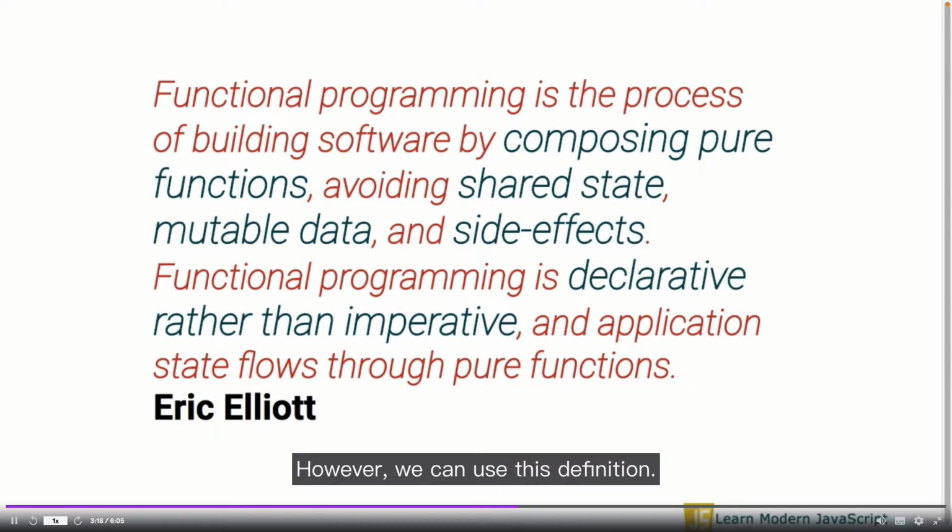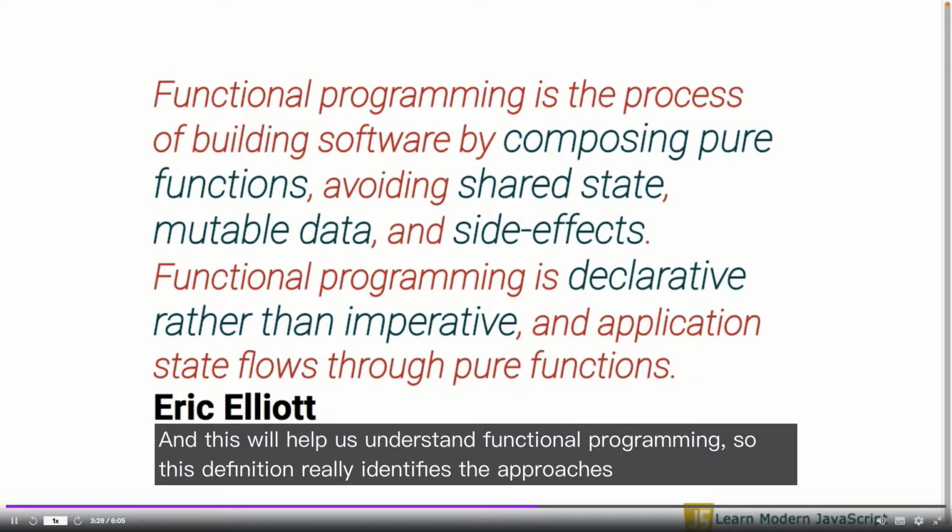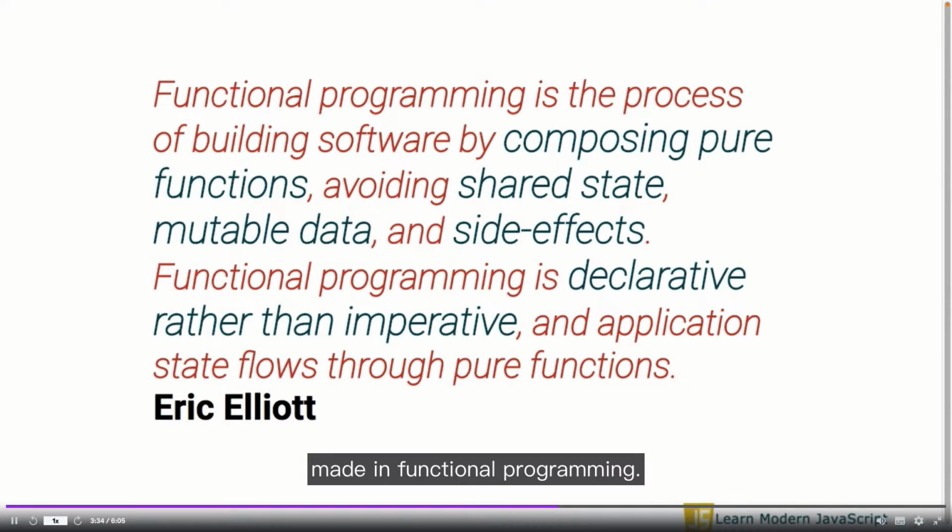However, we can use this definition. Let's pull apart the definition. Let's look at the individual parts, and this will help us understand functional programming. So this definition really identifies the approaches made in functional programming. Let's look at what some of those approaches are.